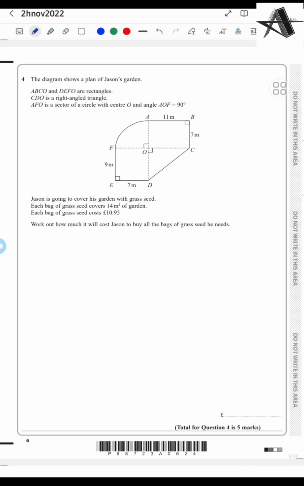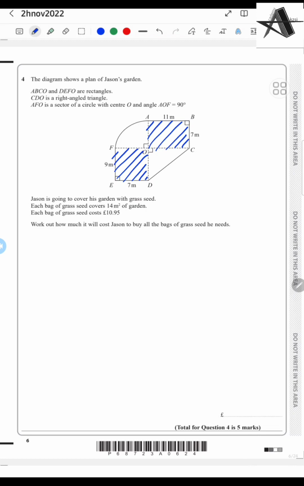Question 4 says the diagram shows a plan of Jason's garden. ABCO and DEFO are rectangles. ABCO, that means this one. Clearly this is a rectangle, and DEFO, this is also a rectangle.